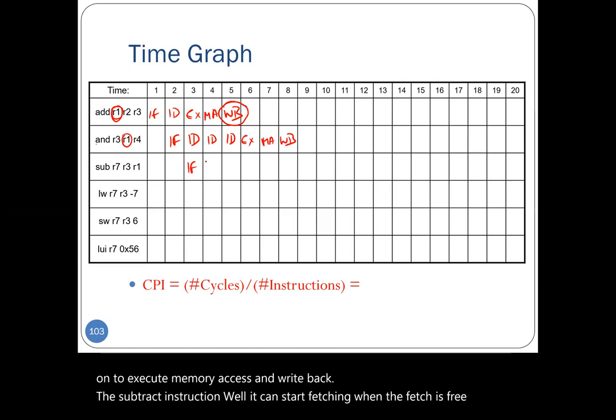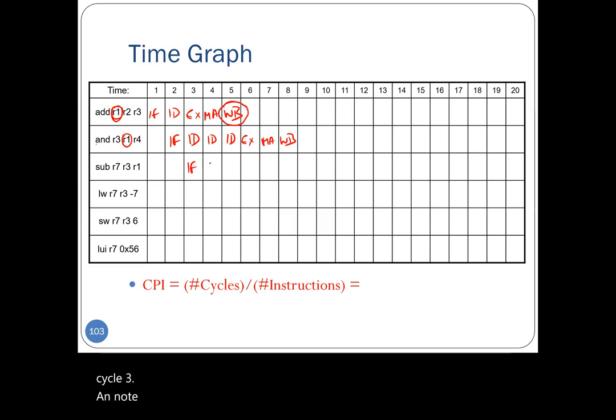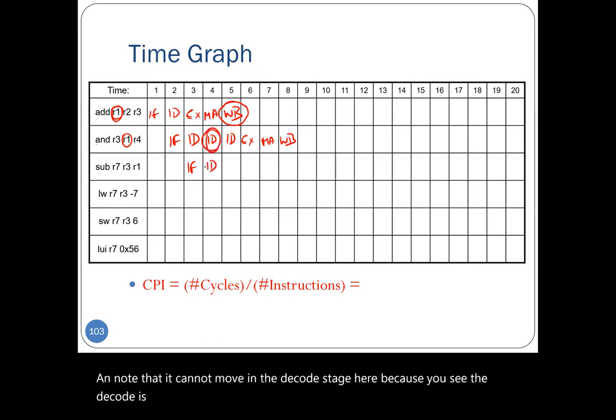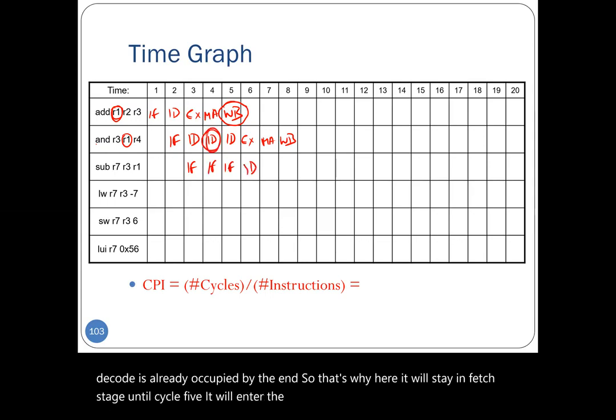And note that it cannot move into the decode stage here, because you see the decode is already occupied by the AND. So that's why here it will stay in the fetch stage until cycle 5. It will enter the decode here in cycle 6 when the decode becomes free.